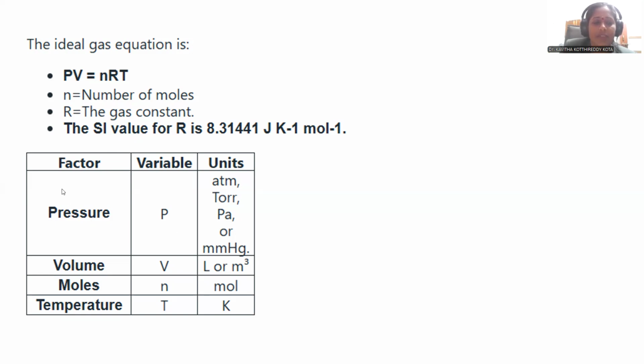Pressure is indicated with P, and the units are atmospheres, or torr, or pascals, and mmHg values are also considered. Volume is indicated with V, and its units are capital L, or meter cube can also be used. Moles are indicated with a small n, and the unit is mol. Temperature is the capital T. It is the symbol of temperature and is measured in the Kelvin scale.